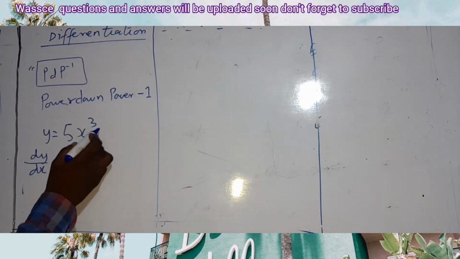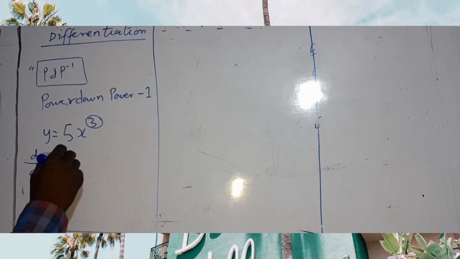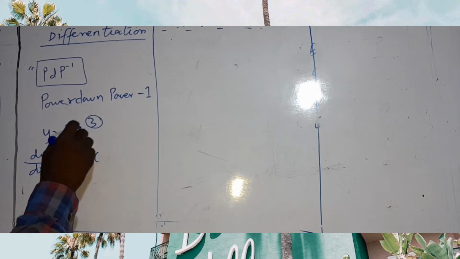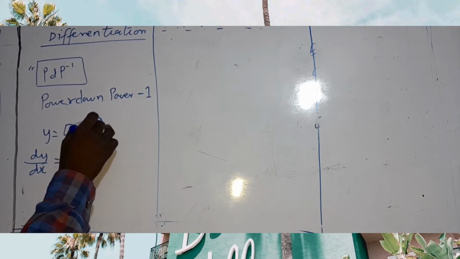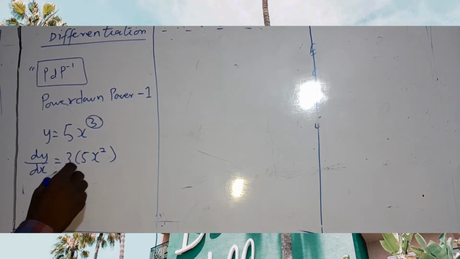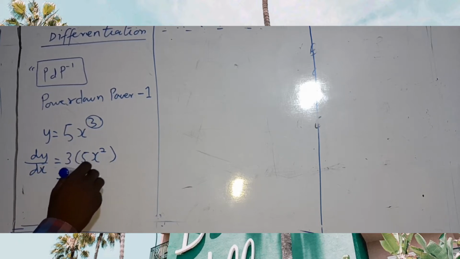So the power here, power down, power minus 1. What's the power here? This is the power. So power down is going to give you 3. Then you have 5x. Then you see power minus 1. If you subtract 1 from the power here, which is 3, what will you get? You are going to get 2. So the answer here is power down, which is 3, times 5, power minus 1, that's 2 here. So you are going to get 15x squared.